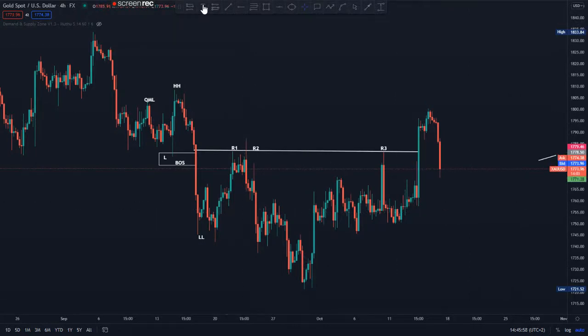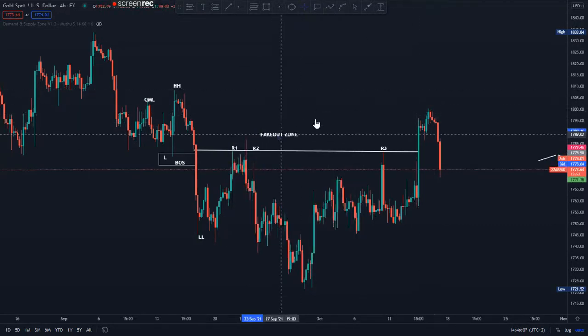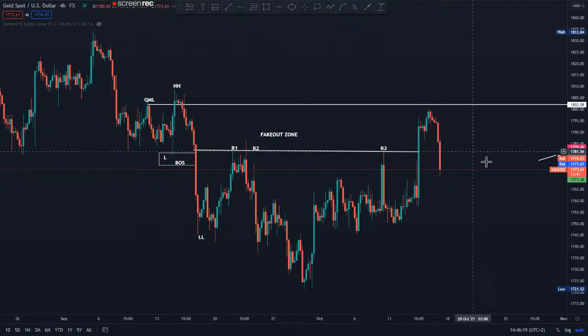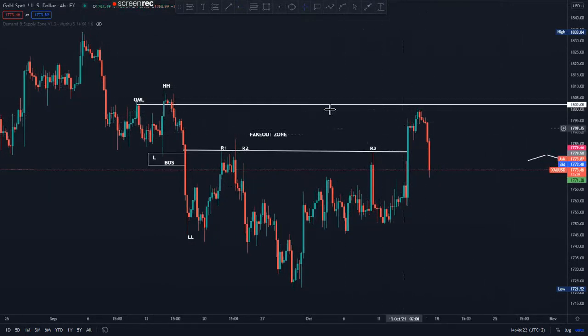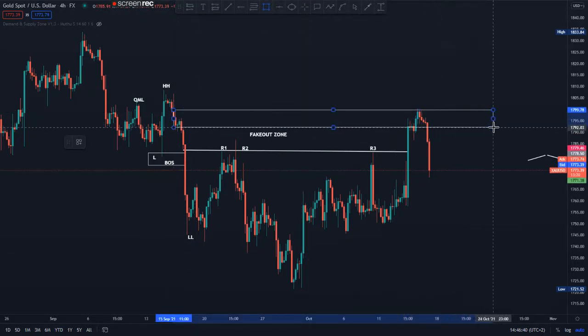So this is our fake out zone. And then if I put a level here on my QML, this is where the market came, right at the QML. So right here on the QML, that's where we had the market actually coming. So we are able to cover all these levels here with my supply zone.